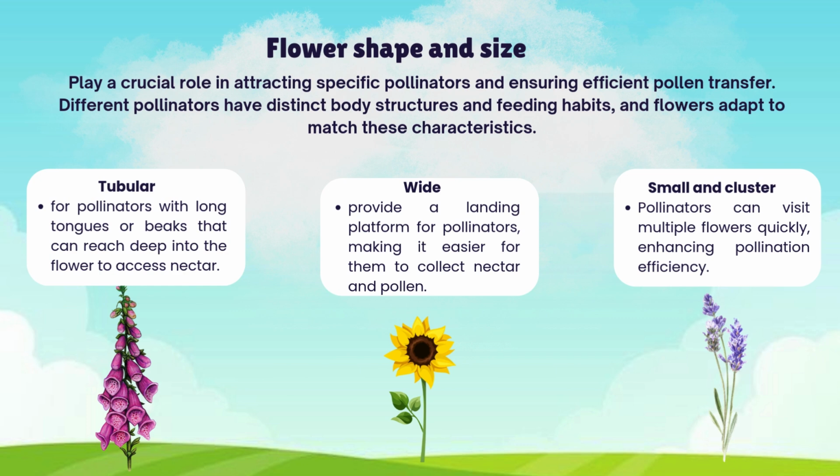Tubular flowers are ideal for animals with long tongues or beaks like hummingbirds or butterflies, allowing them to reach deep into the flower. Next, wide open flowers provide a landing platform, which is perfect for bees and beetles. Then, smaller clustered flowers allow pollinators to gather nectar quickly from multiple flowers in one visit, boosting pollination efficiency. A great example of this is lavender or clover, where many tiny flowers grow in clusters.